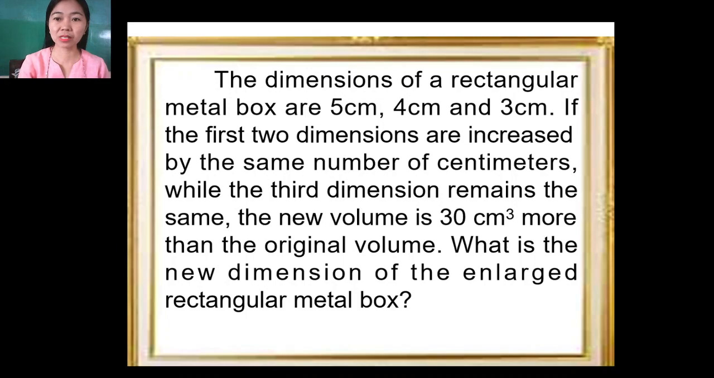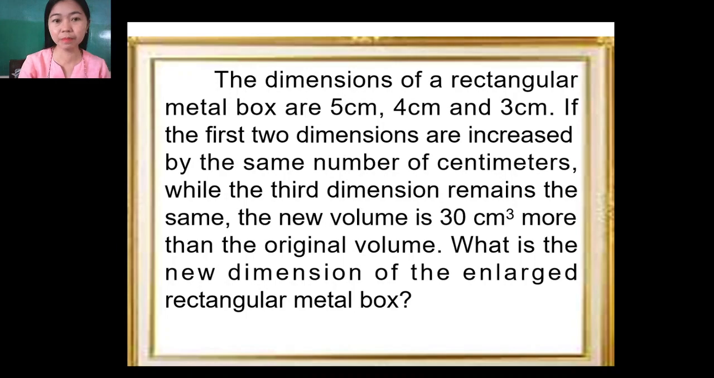The dimensions of a rectangular metal box are 5 cm, 4 cm, and 3 cm. If the first two dimensions are increased by the same number of centimeters, while the third dimension remains the same, the new volume is 30 cubic centimeters more than the original volume. The question is, what is the new dimension of the enlarged rectangular metal box?